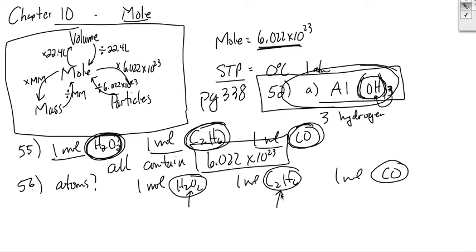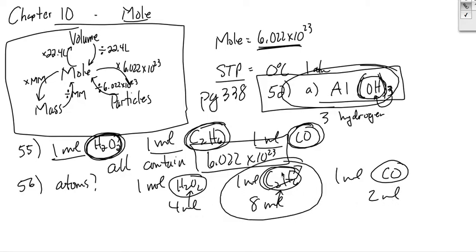So this has 8 times a mole. So this has 8 moles of atoms. This has 4 moles of atoms. This has 2 moles of atoms. So this one has more atoms in it. Okay?